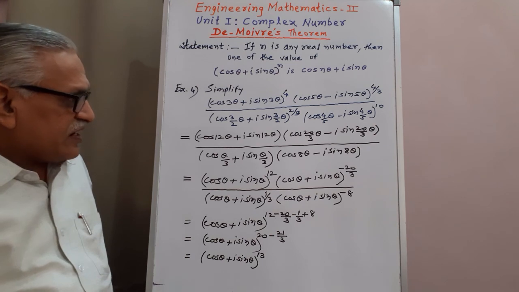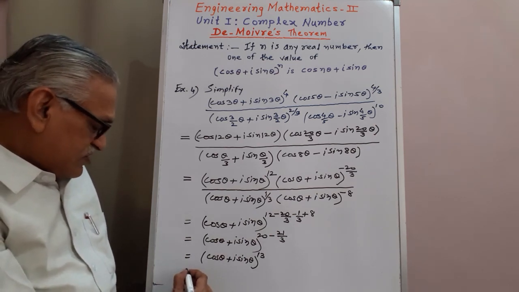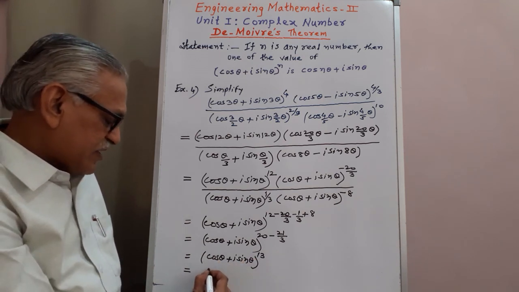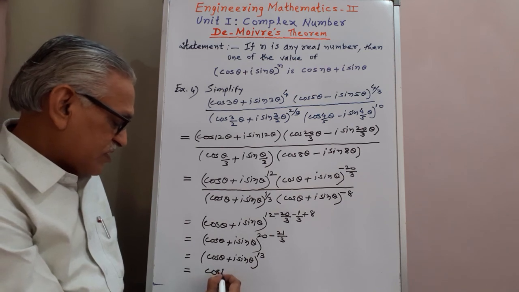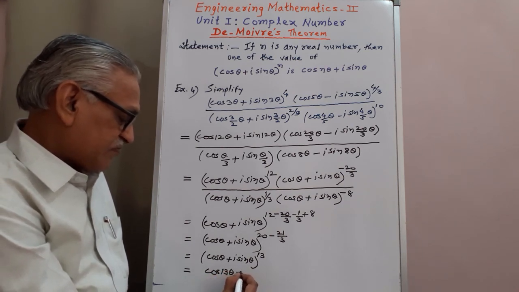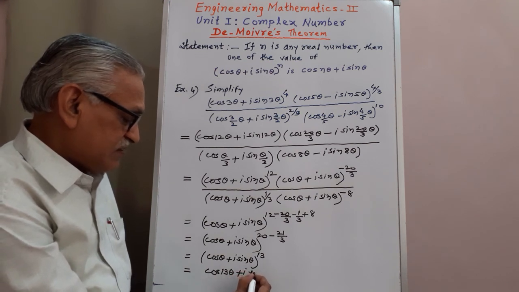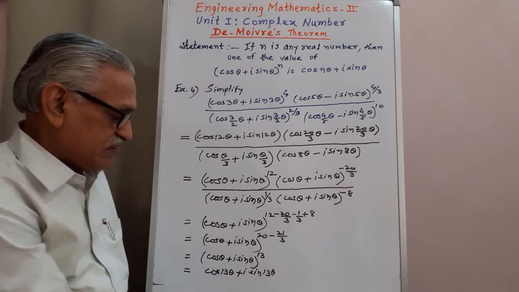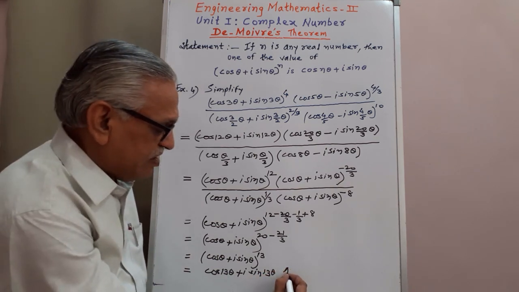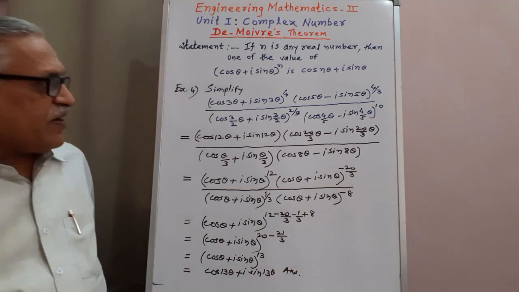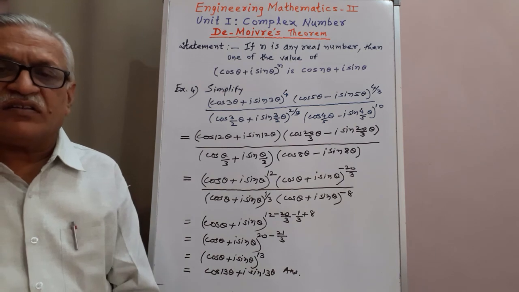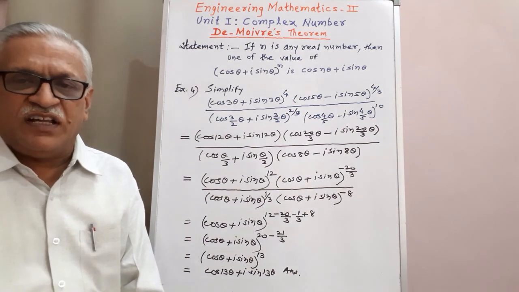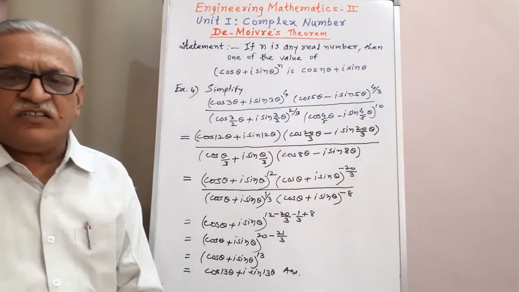And then once again applying de Moivre's theorem, we have the final answer as cos nθ + i sin nθ. It becomes cos of 13θ + i sin of 13θ as the required answer, or simplified form. Therefore, with the help of all these 4 examples, I have explained how we can use de Moivre's theorem, either to expand it or to simplify it.